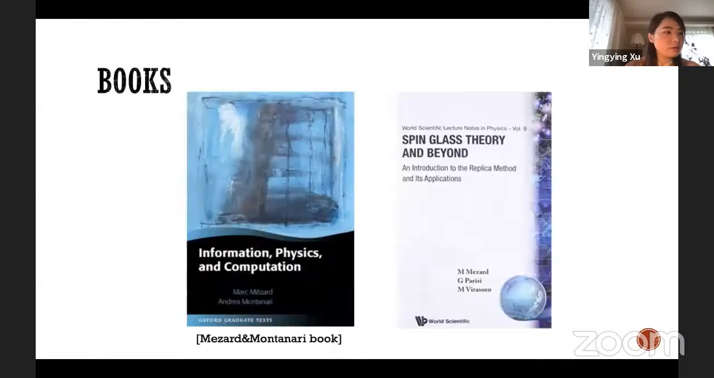Also, here are two books in this field: Information, Physics and Computation by Mézard and Montanari. Some of the pictures of this presentation are also cited from this book. Another book is Spin Glass Theory and Beyond. And this book is a memorial of Professor Miguel Virasoro, who has passed away recently. So this is all my talk.